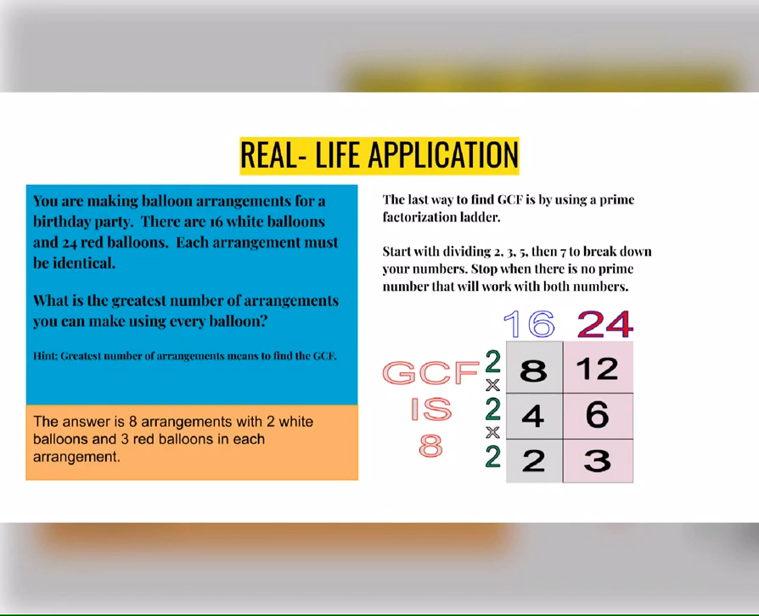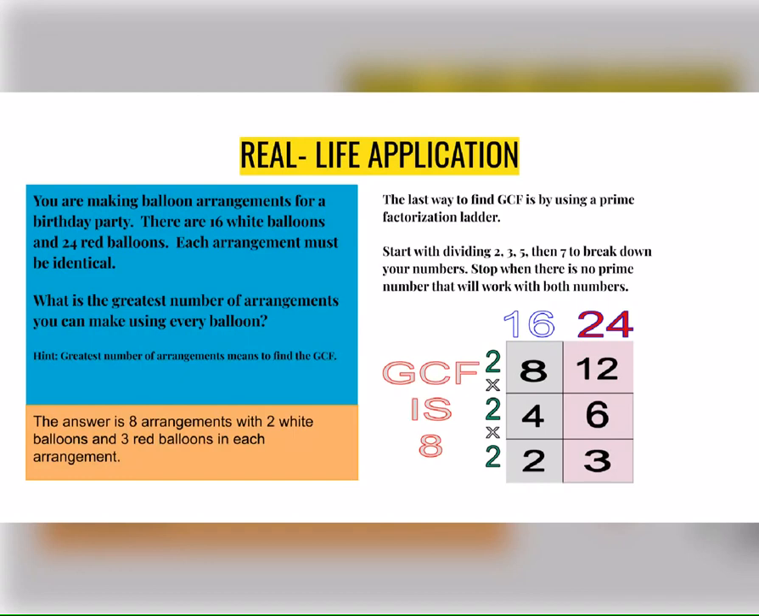So what is the greatest common factor of 16 and 24? Well, you're going to times all of those 2's that you divided out of 16 and 24. So 2 times 2 times 2 makes 8. So the greatest common factor is 8. So that means we're going to have 8 arrangements.